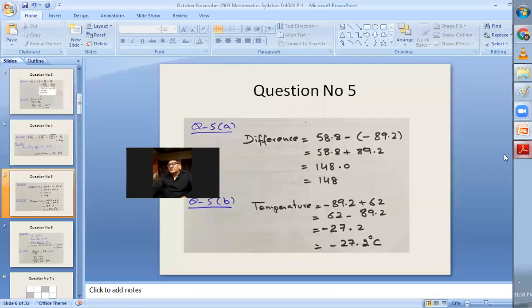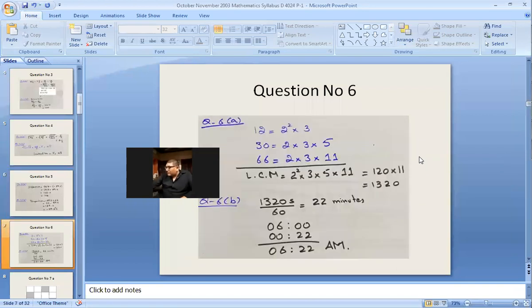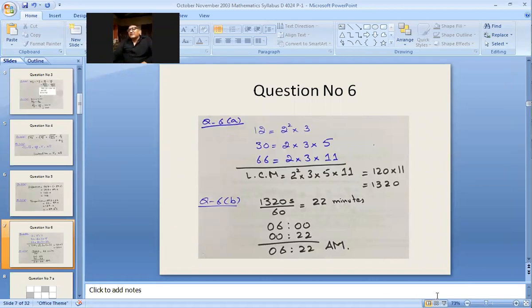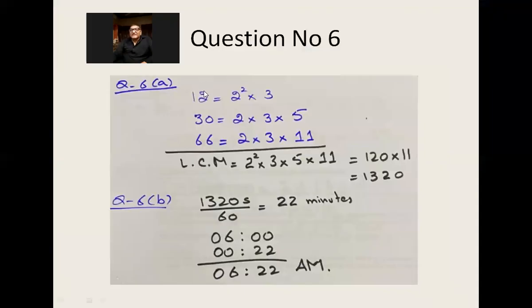I have done this on paper. So here, try to understand. This is how we do it in O levels mathematics. The LCM is done like this. I've written 12, 30 and 66 in terms of their factors. 12 is 2 squared into 3, 30 is 2 into 3 into 5, and 66 is 2 into 3 into 11. So I want to find the LCM.